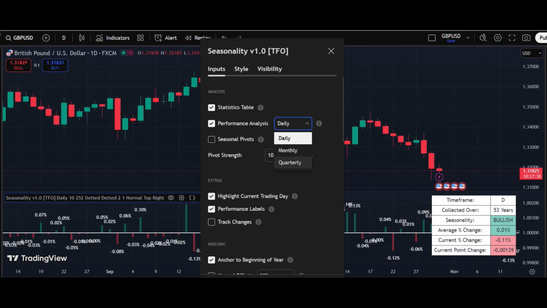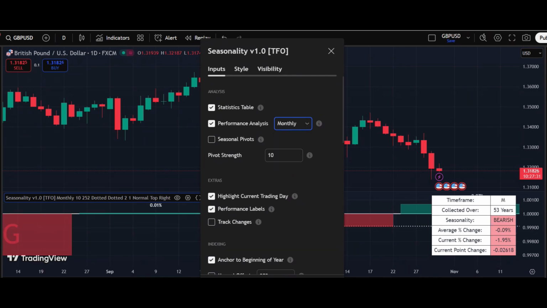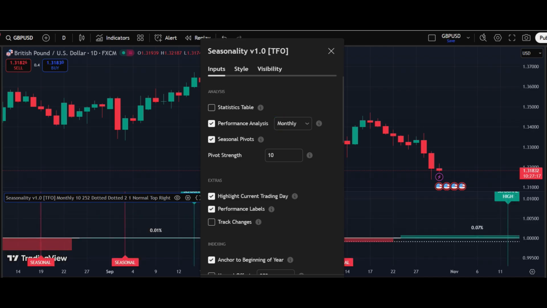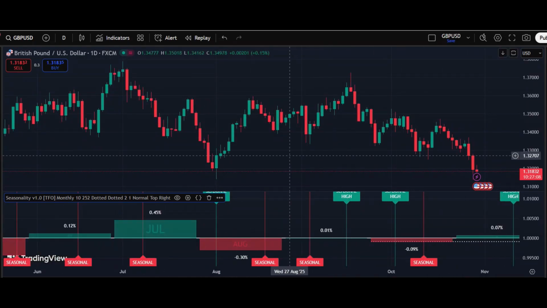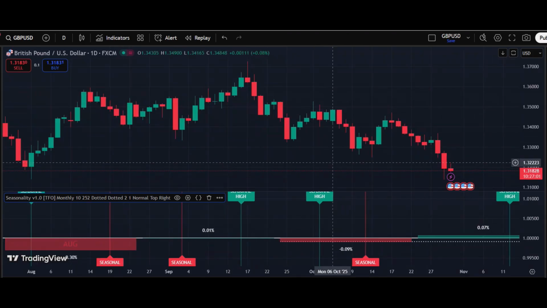So let me pick, for example, monthly here, and we don't need the statistical table, we will check seasonal pivots. So I will choose performance analysis, monthly as seasonal. Now this is a completely different story. Why? Some months perform very well, some do not.